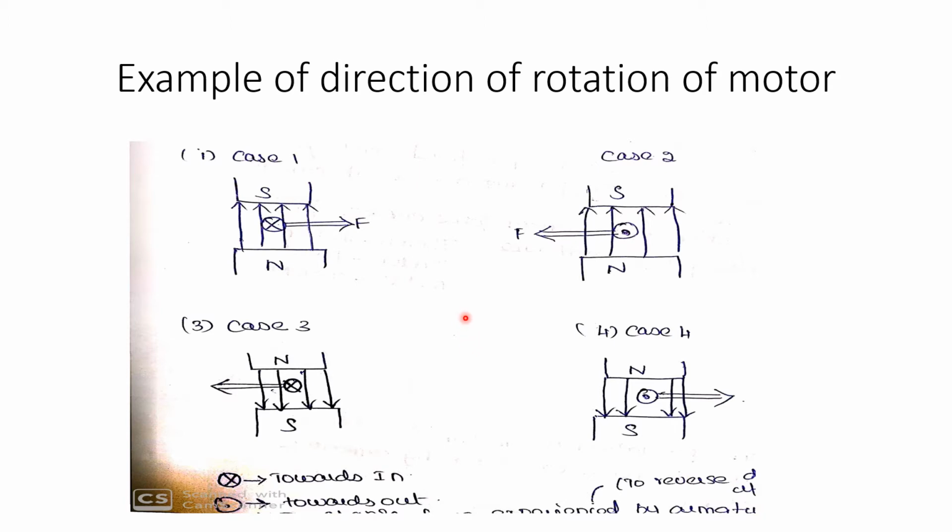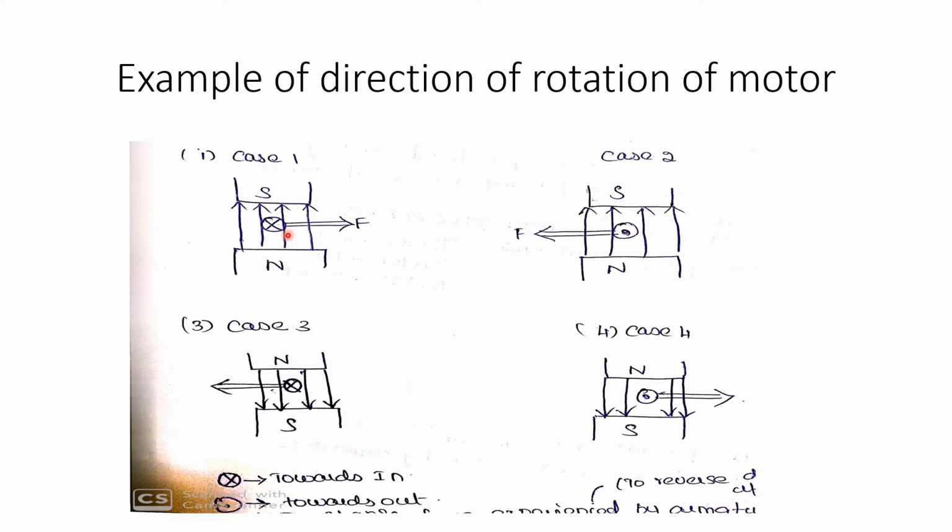Example of the direction of rotation of the motor. We will see some cases of how we use Fleming's left hand rule to find the direction of rotation of the motor. In case 1, I have placed the south pole here and the north pole here. You know that the flux passes from the north pole to the south pole. Here I am placing the conductor. This cross represents the current direction, that is, towards into the paper.